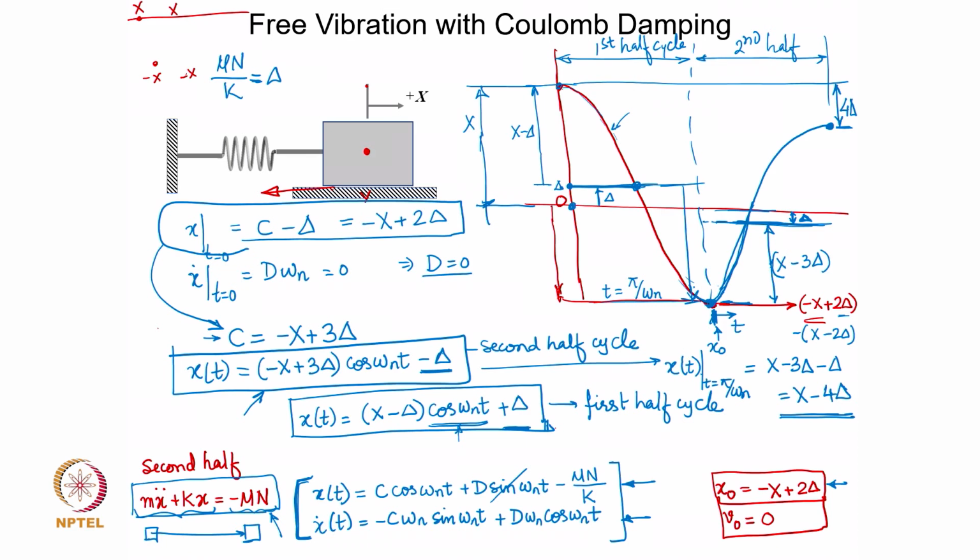Okay. Now, you can continue with the next full cycle, and it is obvious that the next cycle of complete oscillation will again reduce by the same value 4 delta, where delta is mu n over k.